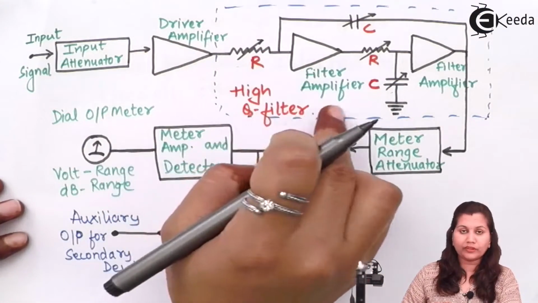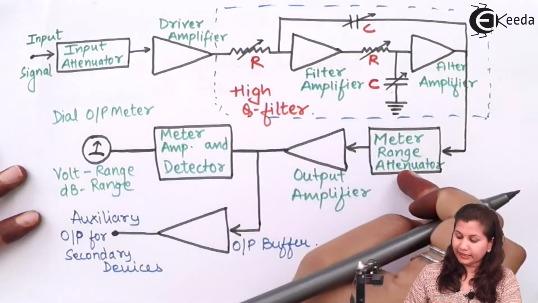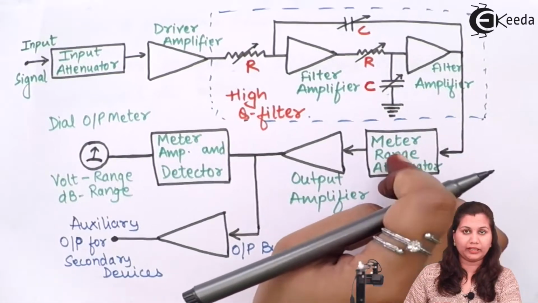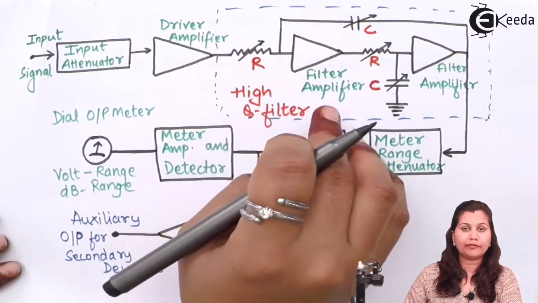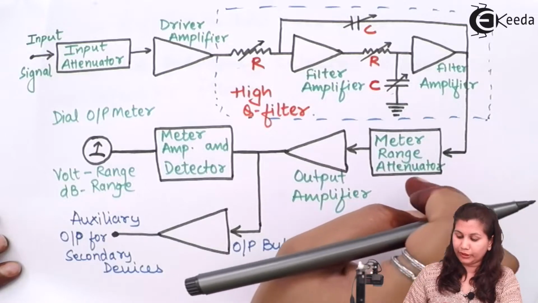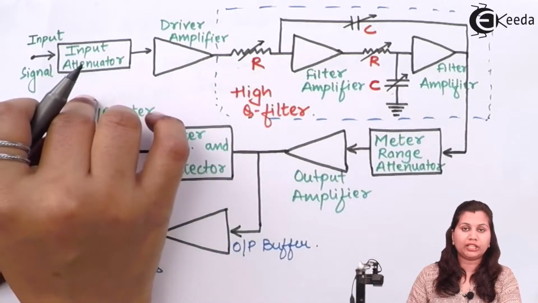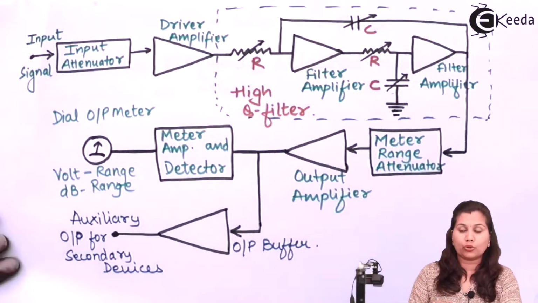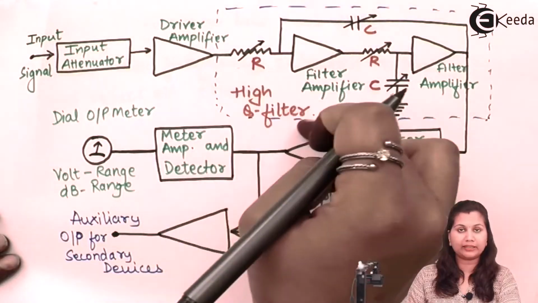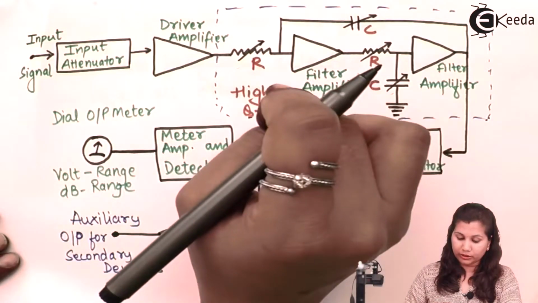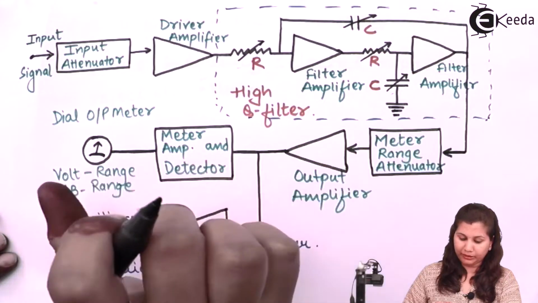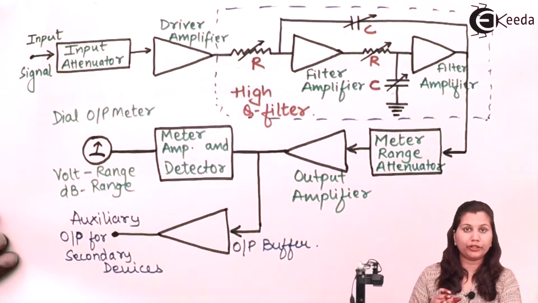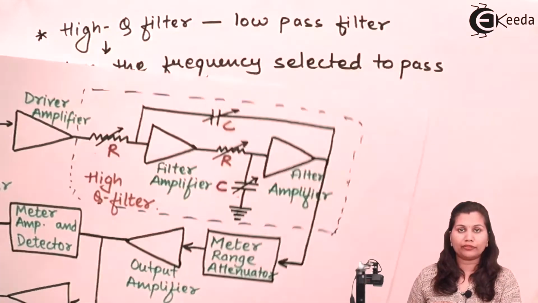Now the magnitude of this selected frequency is indicated by this meter range attenuator, and this filter section identifies the frequency of the component. Because the input signal has various components, only that frequency component which we want to measure will be selected by this high Q filter. So the magnitude of the selected frequency will be indicated by the meter, and the filter section identifies the frequency of the component.